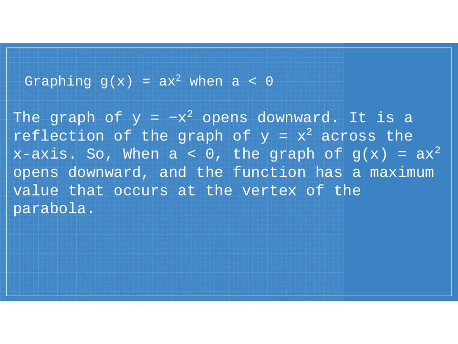All right, so now looking at when graphing g of x equals ax squared when a is less than 0. So the graph of y equals negative x squared opens downward. It is a reflection of the graph of y equals x squared across the x-axis, so it gets reflected down. So when a is less than 0, the graph of g of x equals ax squared opens downward, and the function has a maximum value that occurs at the vertex of the parabola. So now we're going to have graphs that open down, which then flips from a minimum to a maximum, which you'll see on the next one.